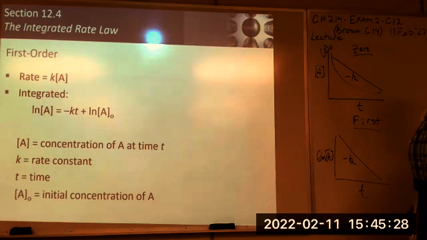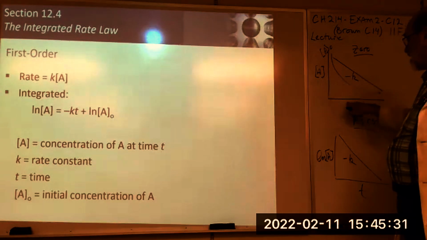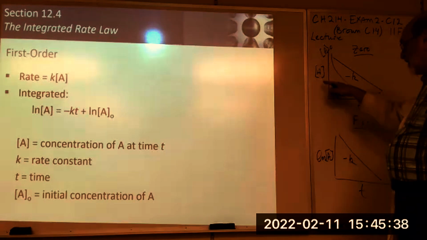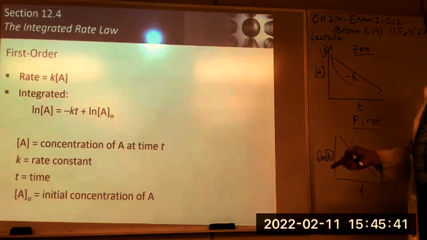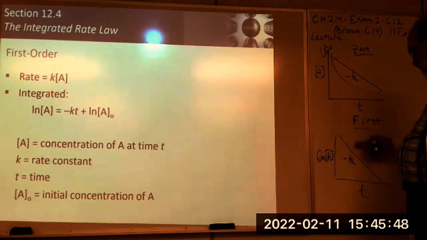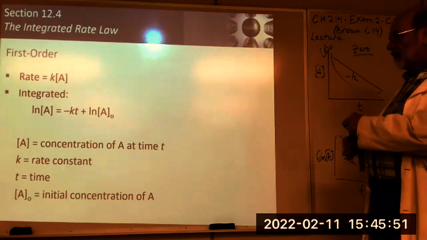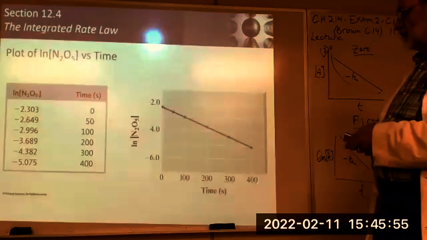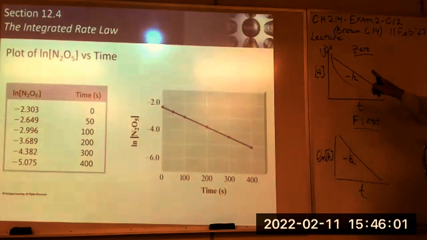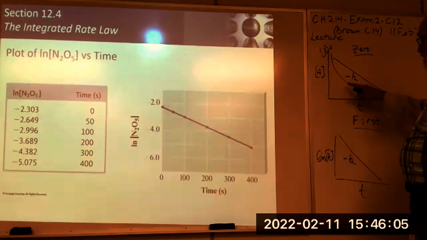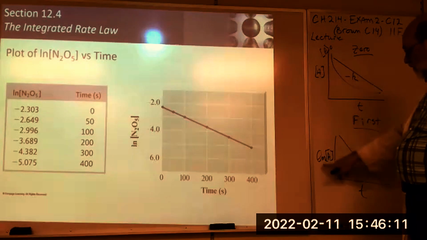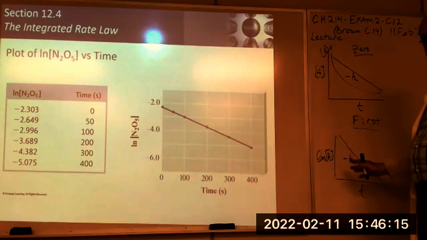So if you plot your raw data and you get a curve, you know it's not zero order. If you transform the A into a natural log of A and plot that against T, and you get a straight line, you know it's first order. That's what it would look like. If it's a curve with the raw data, then it's not zero order. If you transform it into a natural log and you get a straight line, it's first order.